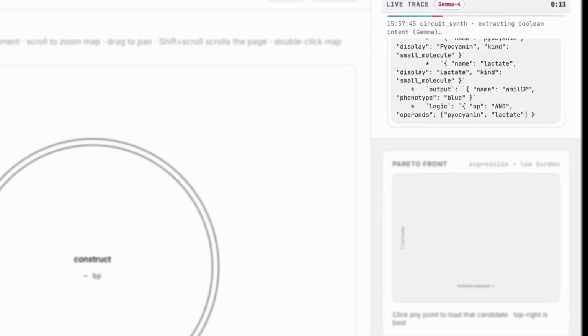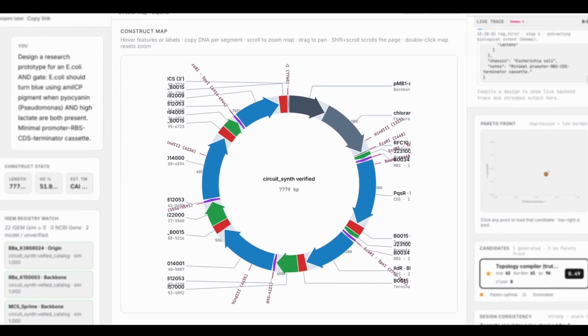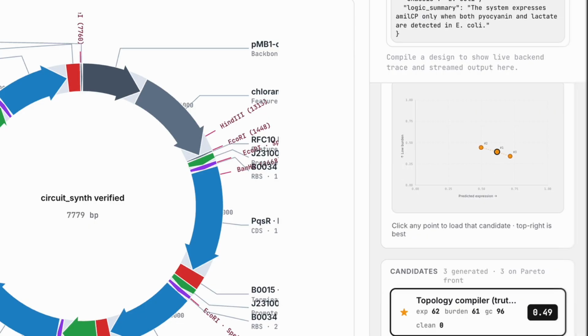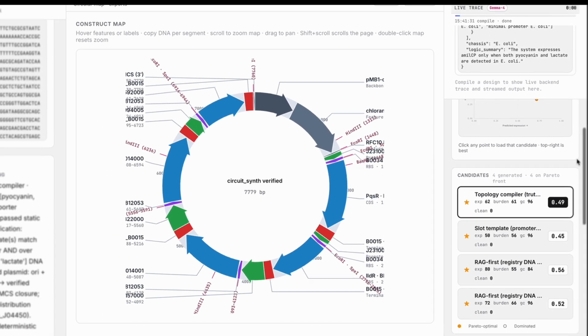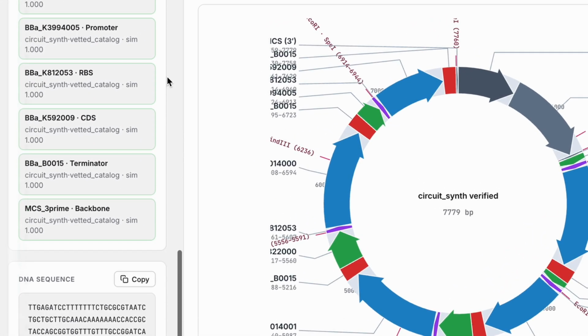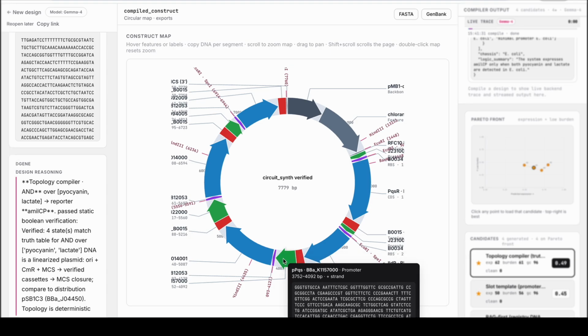Instantly, the reasoning engine plans the genetic circuit and generates multiple candidate plasmid architectures. These are plotted on a Pareto front, so we can pick the design that perfectly balances high protein expression with low cellular burden. Every selected DNA part is cross-referenced with an official registry, and the model even explains its biological reasoning for the choices it makes.